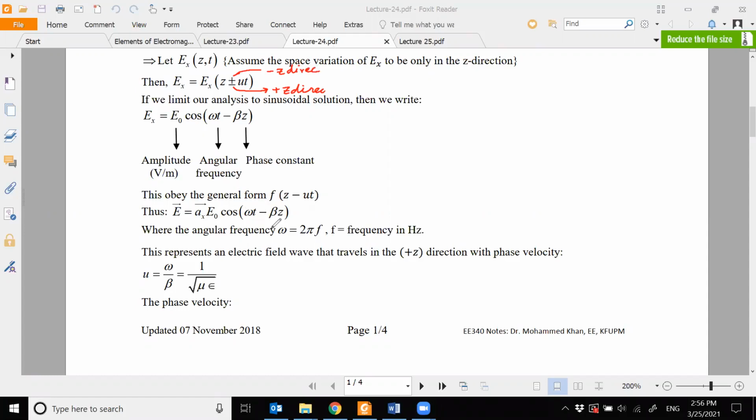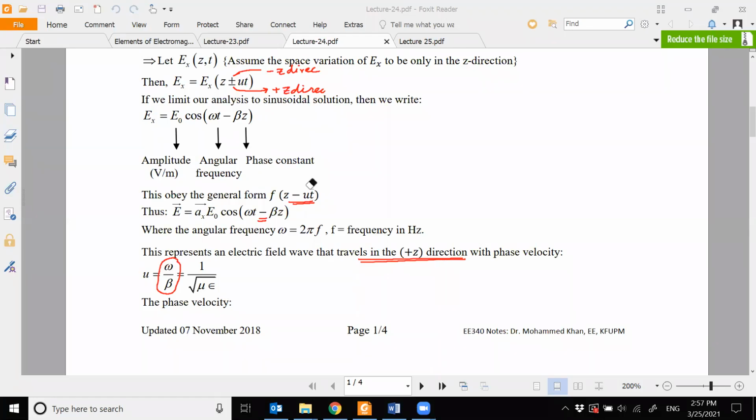So here I'm now assuming f of z minus ut. That's why I'm seeing it as minus. And therefore, this wave is traveling in the positive z direction. And the phase velocity u is given by 1 over root of mu epsilon. And it is also equal to omega over beta. How we got this omega over beta, you will see in a couple of lectures, okay?